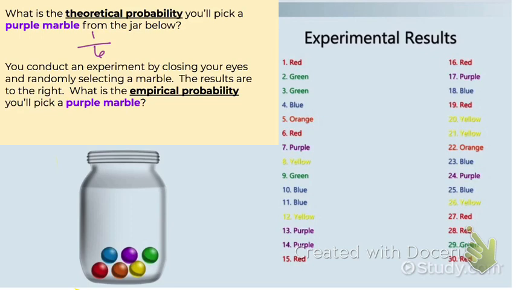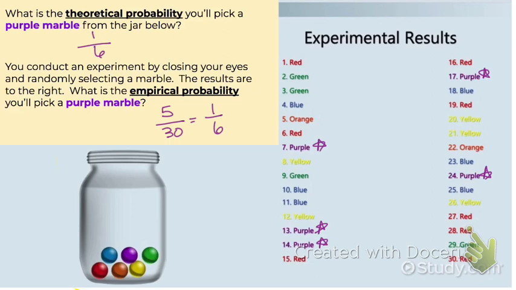We picked 30 times, and we're asked to find the empirical probability of picking a purple marble based on this data. In this case, the denominator is not 6, it's the number of experiments that we conducted, so it would be 30. And our numerator is the number of those experiments that resulted in a purple marble, what we're trying to find the probability of. In this case, there are 5 purple marbles that were selected in our experiments. If we simplify this, it is also 1/6.